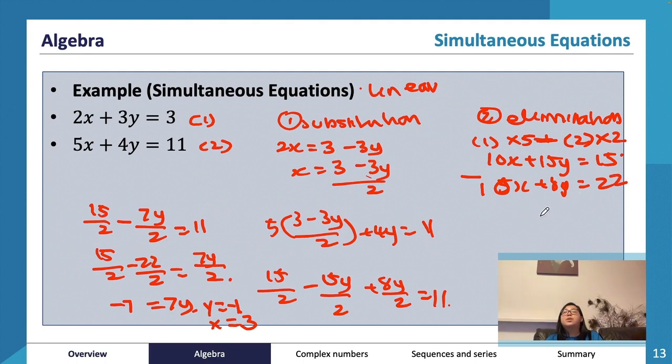So once again, we'll get that 7y will equal to negative 7, and y will equal to negative 1. So therefore, if we substitute that back into one of the equations, we'll get 2x minus 3 will equal to 3. So x will equal to 3. Or you can even substitute into the bottom equation as well, because you'll get 5x minus 4 will equal to 15, so you get x equals to 3 as well.